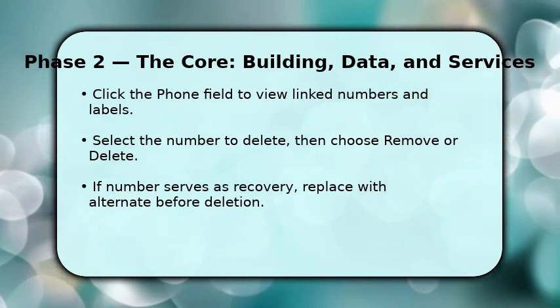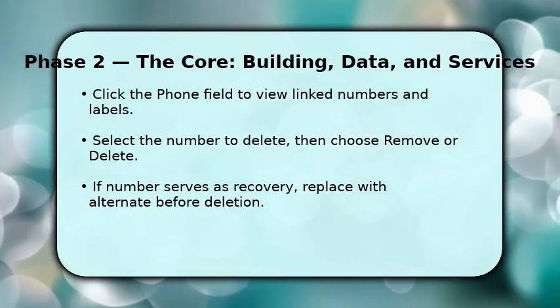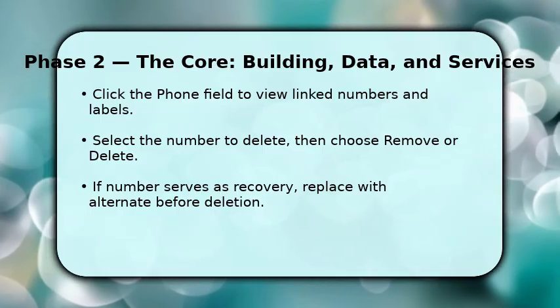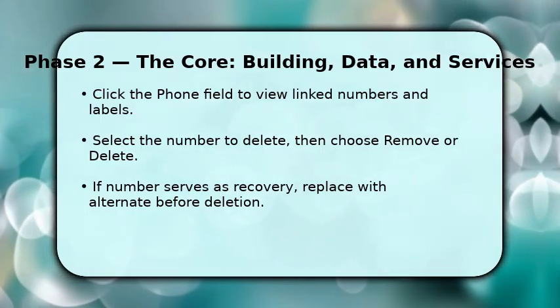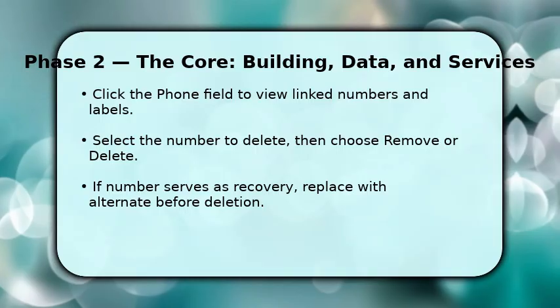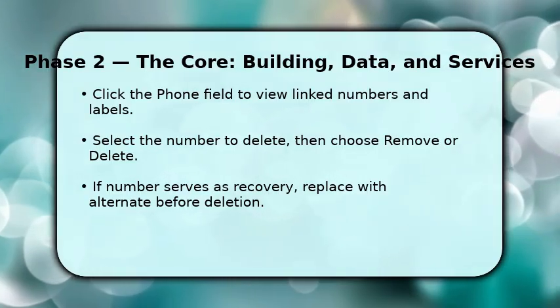Next, tap or click the phone entry to list all linked numbers and their roles: recovery, security, or contact. You will select the specific number and choose Remove. Google shows a confirmation prompt, so read it carefully.